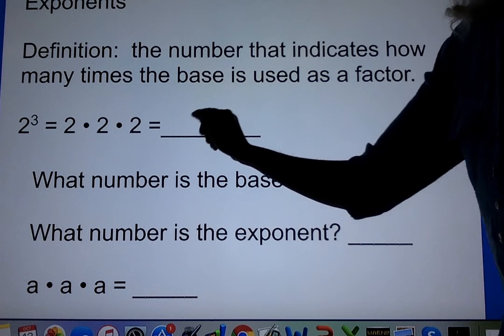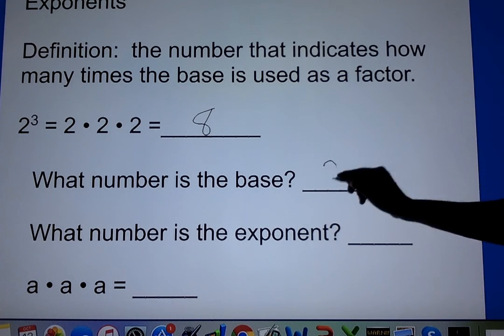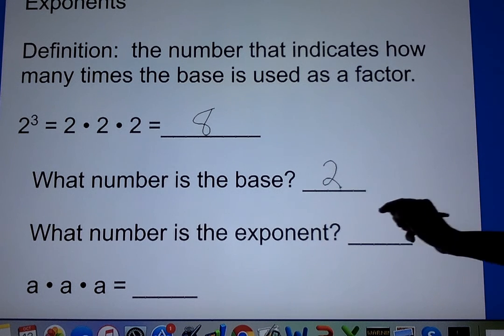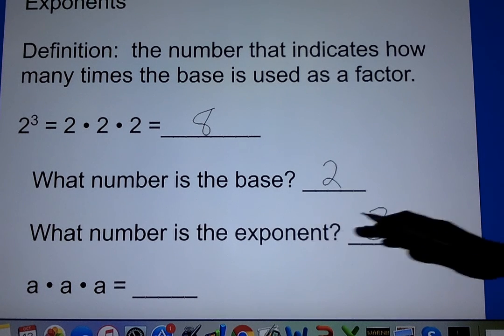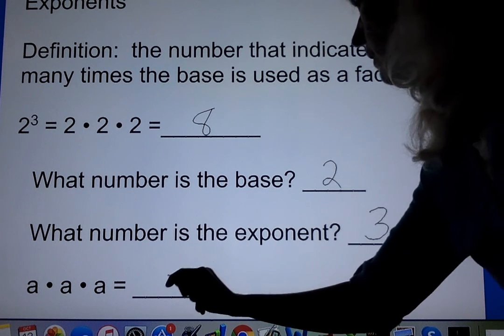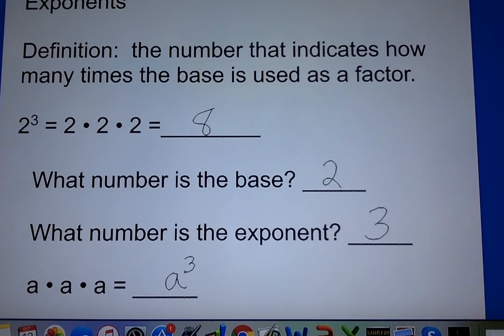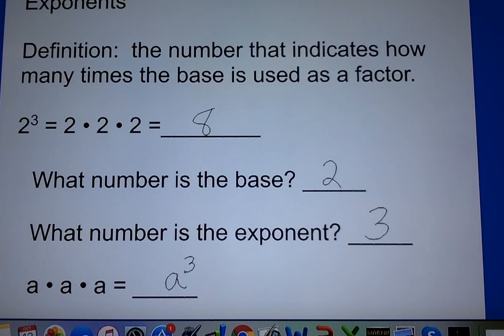So we can write that in. What number is the base? The big number, or 2. What number is the exponent? The smaller number. In this example, it's 3. So if we have a times a times a, that would equal what? A to the third, because we multiplied a 3 times, and that is what the exponent is, 3, the base is a. So that's just going back to your basics of what an exponent is and what it means.